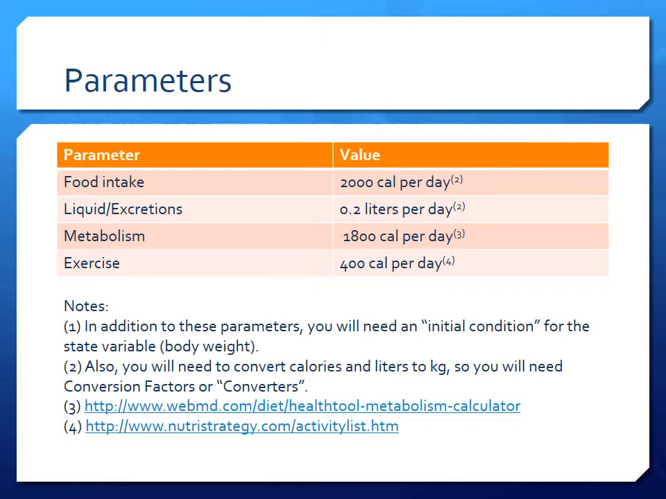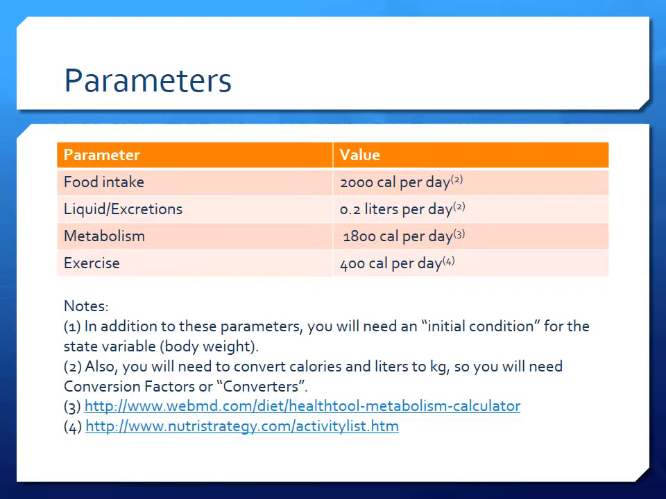Assume that the metabolism burns 1,800 calories per day, and that your exercise is roughly 400 calories per day. Okay, and here are some notes to explain these a little bit.